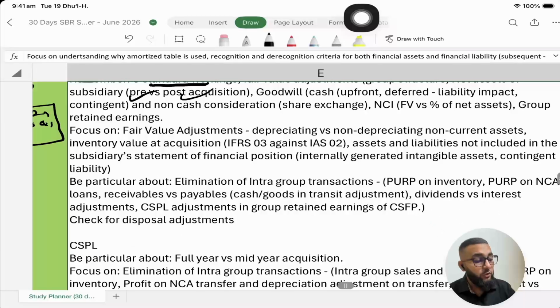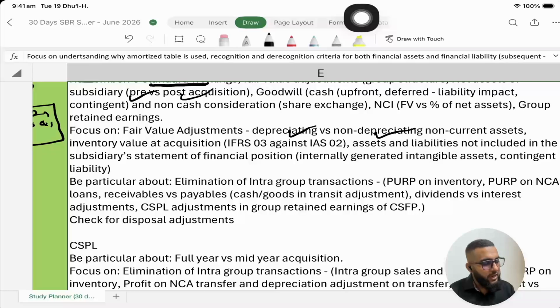Then you have to focus on fair value adjustments on depreciating versus non-depreciating non-current assets, right? If there is a fair value adjustment done on non-depreciating non-current assets, the post-acquisition period will not have any depreciation elements. But if it is for a depreciating asset, the post-acquisition period will be considering the depreciation effect as well.